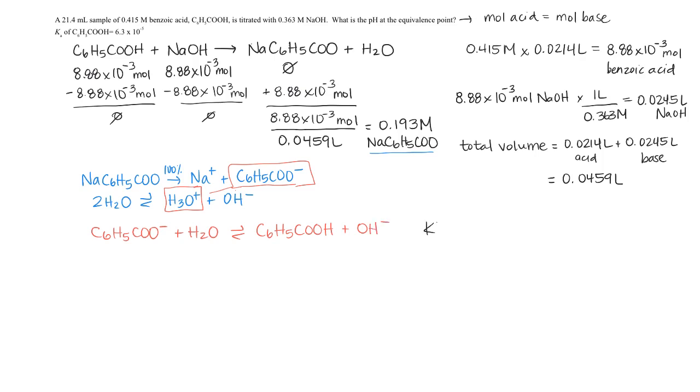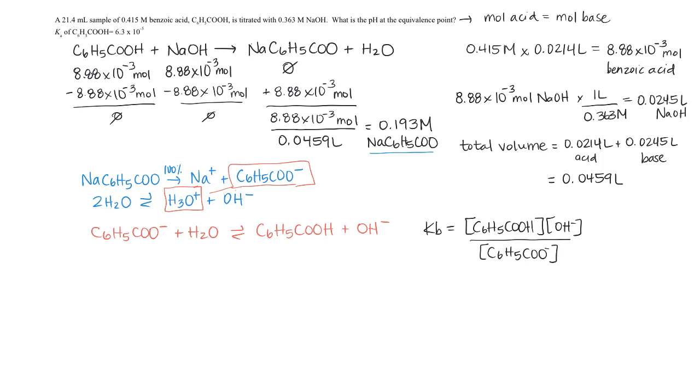We need the Kb equation. Kb equals concentration of benzoic acid times the concentration of OH minus over the concentration of benzoate.